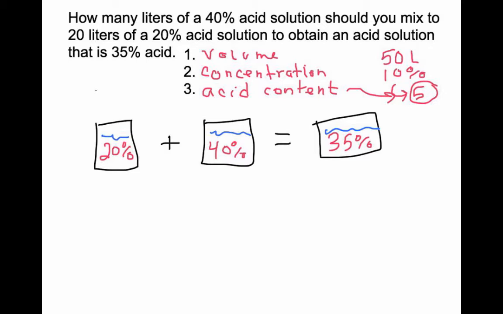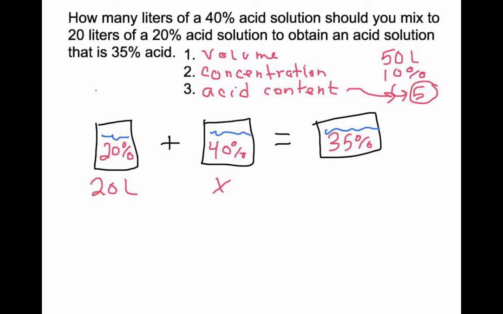Now underneath each one of those, I'm going to write the volume. Do I know the volume of each one? Well, it says how many liters of a 40% solution. I don't know that. I do know 20 liters of the 20% acid solution, so I'm going to write 20 liters right underneath that. And I want to obtain an acid solution that's 35%, so I don't know this one either. Now it's asking specifically how many liters of the 40% solution. So if I'm looking for that, I'm going to put an X there. That's what I'm looking for. X is going to be the amount of the 40% solution.